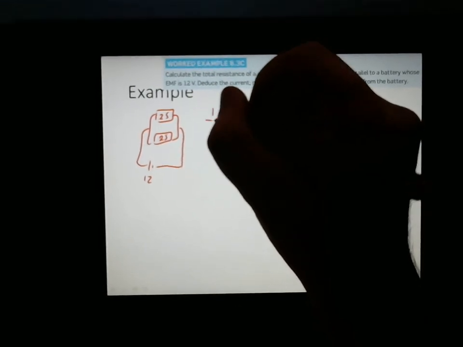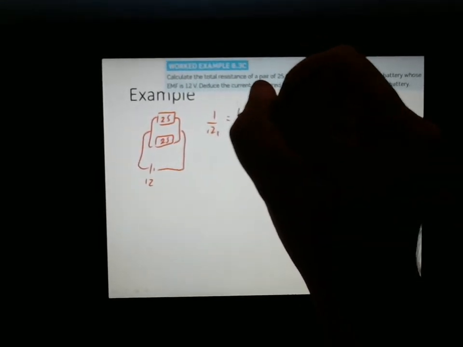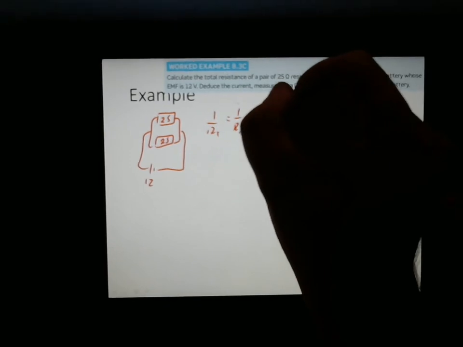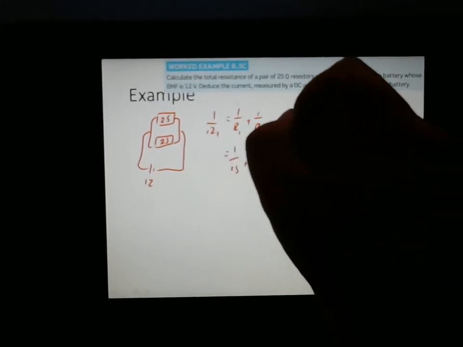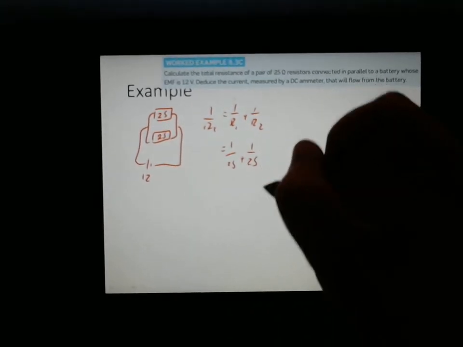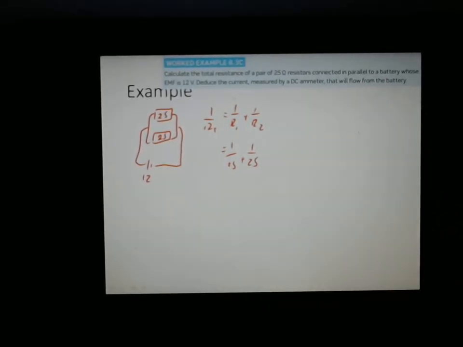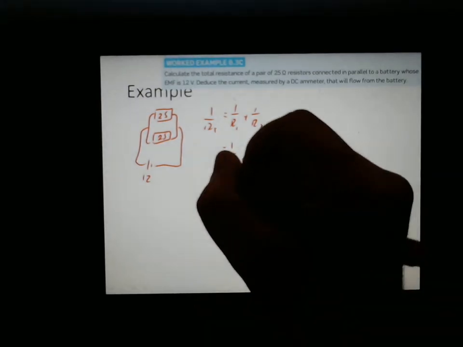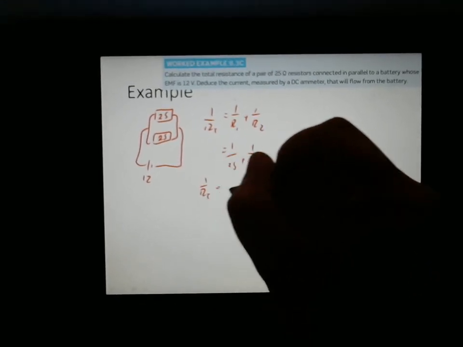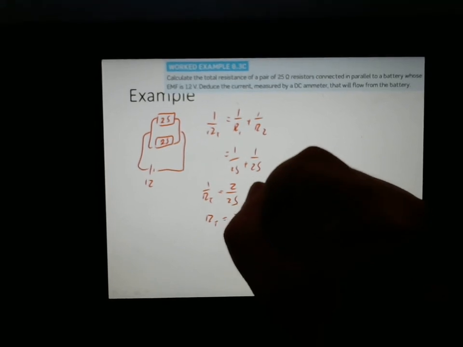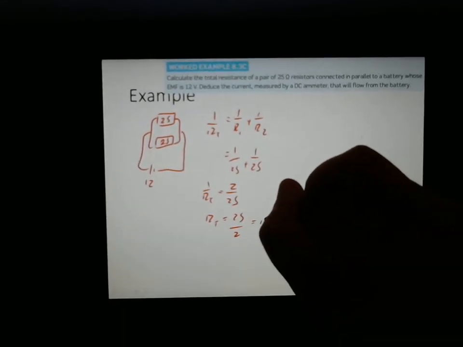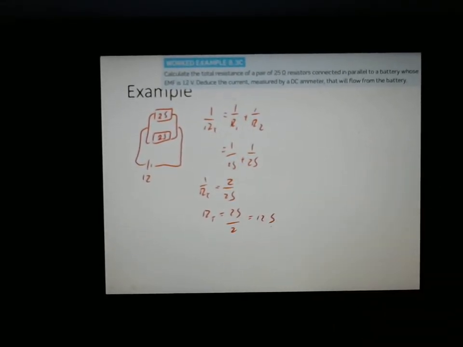So let's see, 1 over RT will equal 1 over R1 plus 1 over R2. That equals 1 over 25 plus 1 over 25. Now when they're the same resistance in these sort of parallel things, at least it's easy to add these up. So we can see that 1 over RT will equal 2 over 25. So RT equals 25 over 2 equals 12.5 ohms.